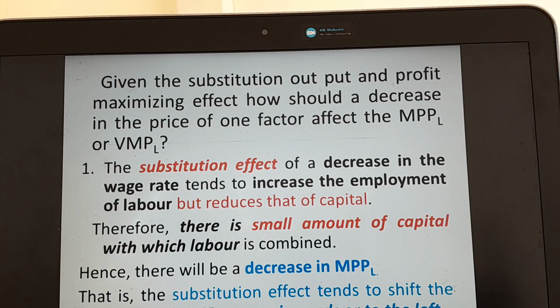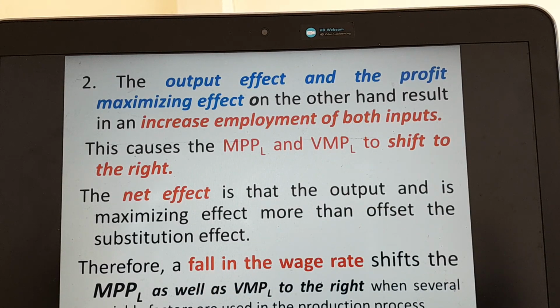Kanaaf labor in baay'ee yoggaa ta'u marginal physical product immoo decrease akkanni ta'uu godhaadha. That is, the substitution effect tends to shift the marginal physical product and the value of marginal product curves inwards or to the left. Kanaaf amma substitution effect marginal physical product fi value of marginal product inward shift akkanni ta'uu godhaadha. Karaa gara biraa output effect fi profit maximizing effect immoo resulting in increased employment of both inputs.